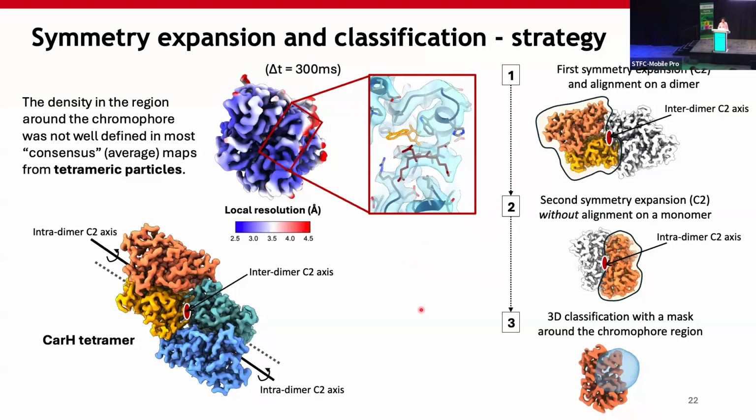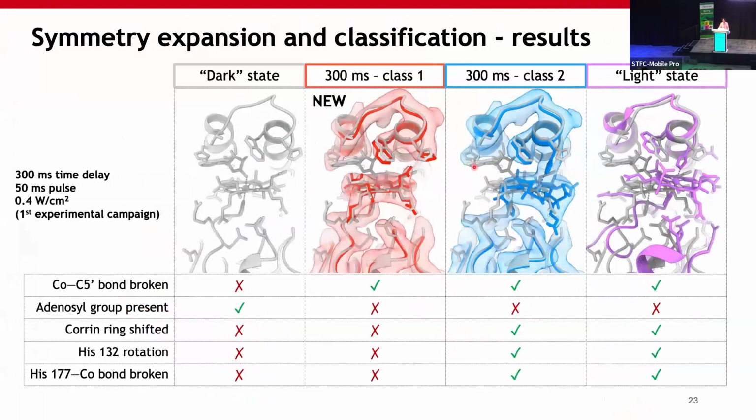But I could fit at least two different conformations of the core ring, so the big ring in the cobalamin part. And we tried a symmetry expansion and classification strategy on this. So the idea, it was a bit tricky because the shape of this protein makes it a dimer of dimers in which the C2 axes are not properly aligned. So you have to do two symmetry expansions. But we got an average reconstruction of one monomer and then with the 3D classification around the chromophore region, we could separate two classes, which I'm comparing here in gray to the dark state and to the final light state.